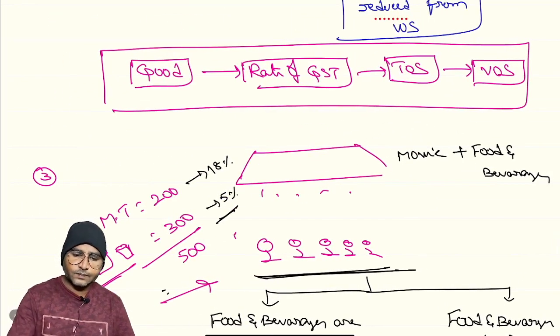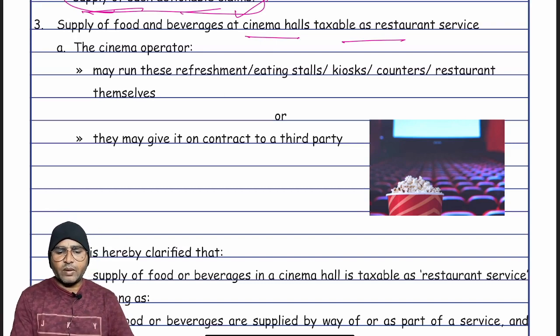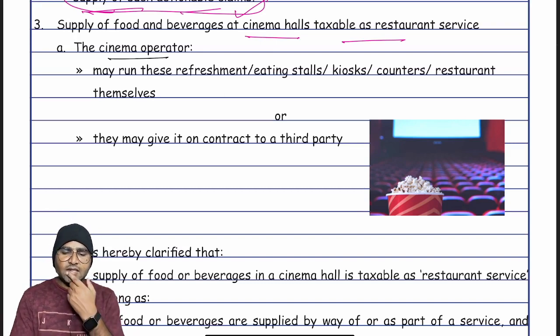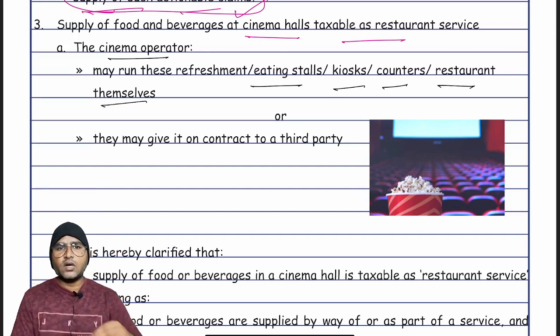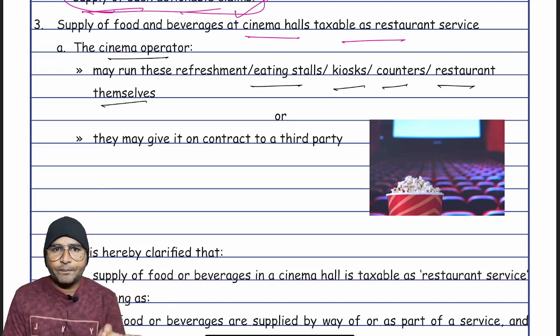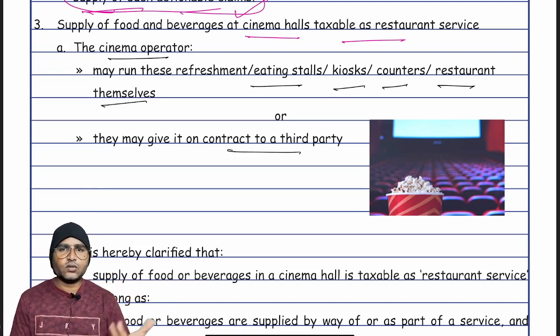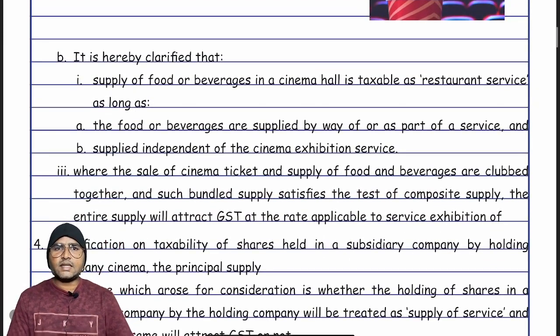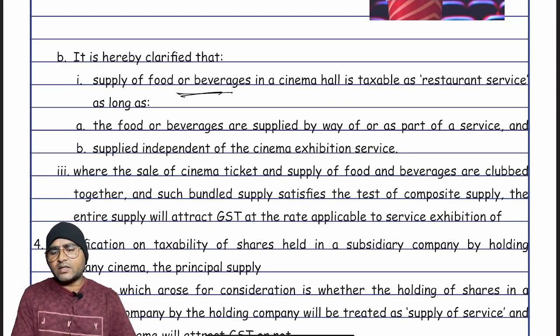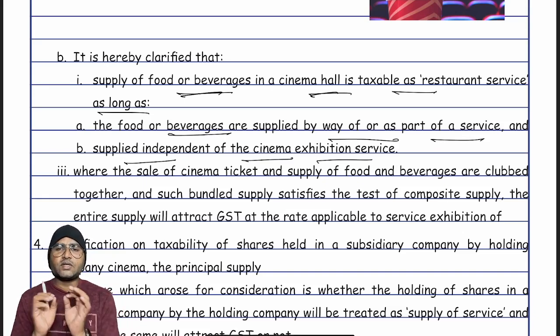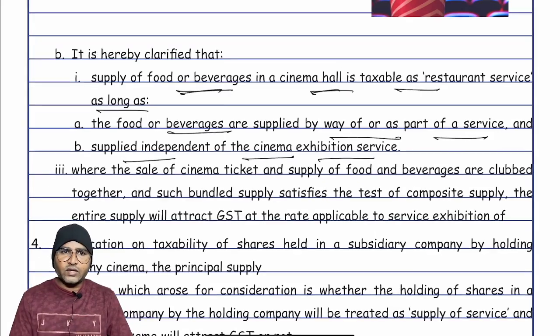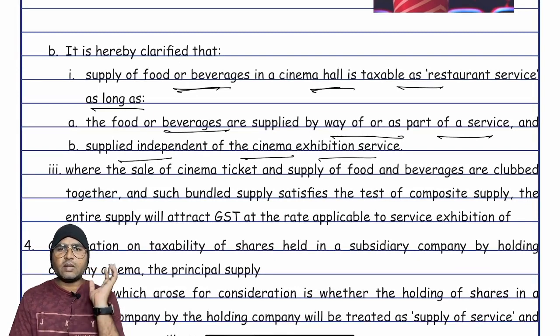The third element, see here, supply of the food or beverages. The cinema operator may run these restaurants and eating stalls, kiosks, counters themselves, or they may give it on contract to a third party. Two situations. First one, it is hereby clarified that supply of the food or beverages in a cinema hall is taxable as restaurant services as long as the food and beverages are supplied by way of part of service and supplied independent of the cinema exhibition service. That means supply of the food and beverages is nowhere mixed with the cinema exhibition services.